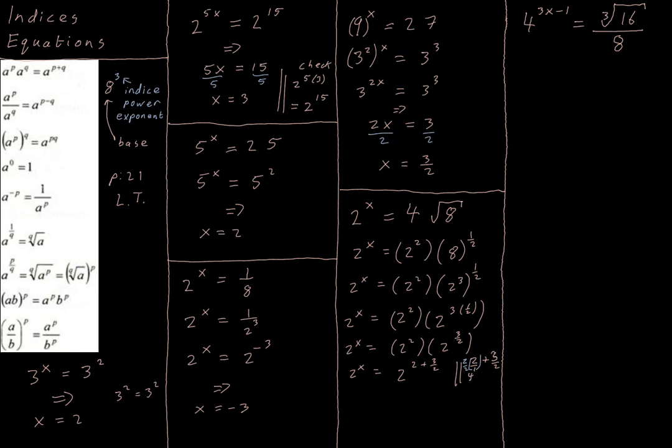So I end up with 4 all over 2 plus 3 all over 2. So I end up with 7 all over 2. I can now add the numerators and I end up with 7 all over 2. So 2 to the x is equal to 2 to the 7 all over 2. And therefore, x must be equal to 7 over 2. It's the only value for x that would make it work.